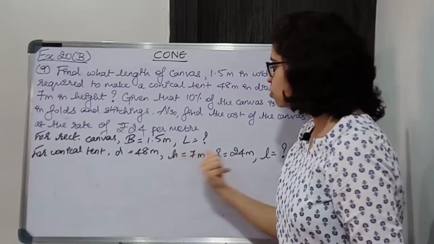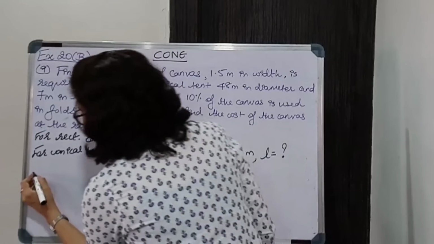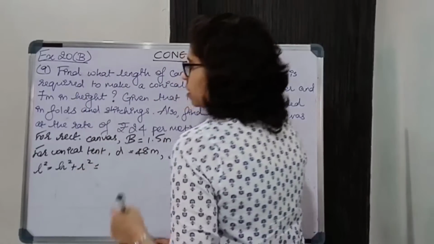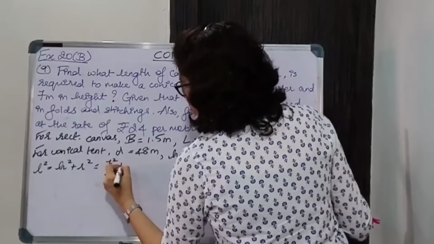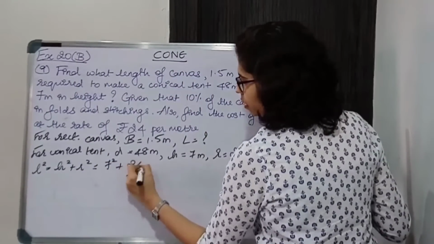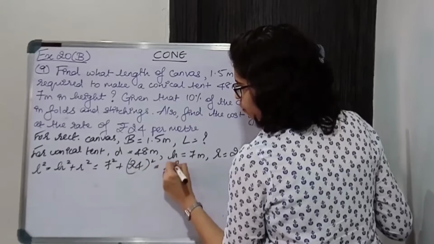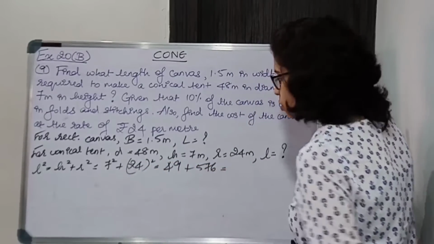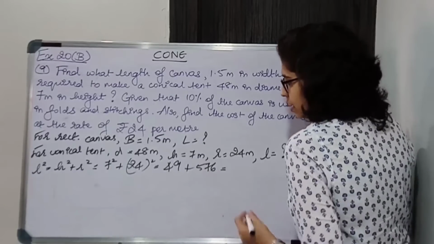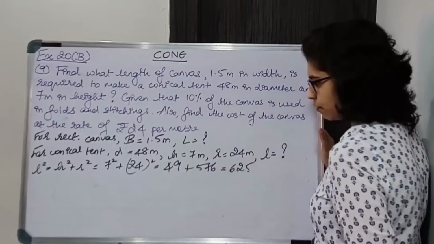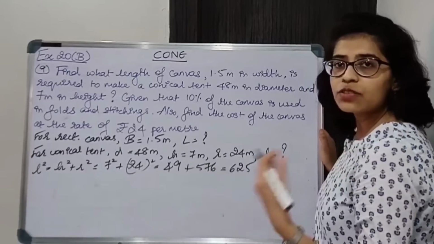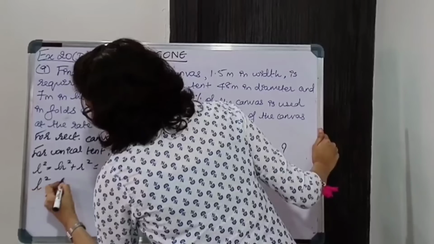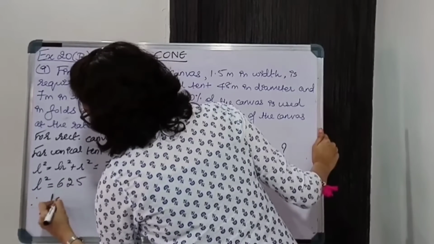Now l square is h square plus r square. h square क्या है? 7 square plus r is 24, so 24 का square, that is 49 plus 24 square is 576. You should be thorough with squares. Okay, 49 plus 576 gives 625. l square is 625. 625 का square root क्या हो जाएगा? 25. So l square is 625, therefore l is 25.